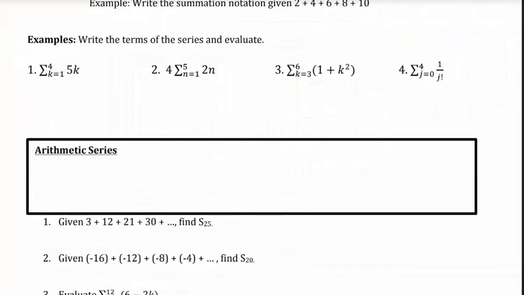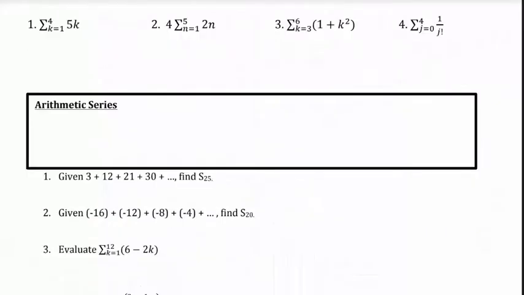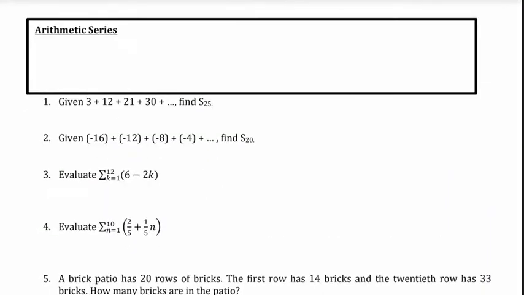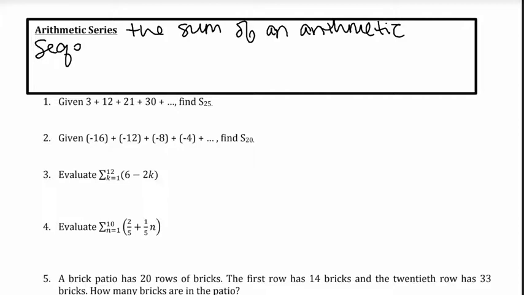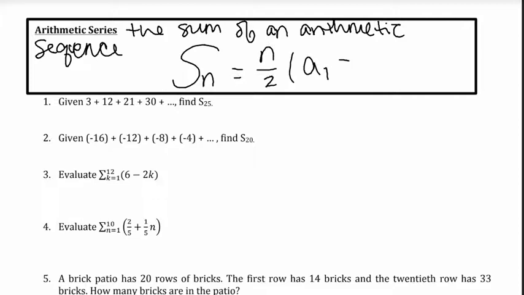So if we go ahead and keep going, let's now actually talk about what an arithmetic series is. An arithmetic series is the sum of an arithmetic sequence. And the formula is S sub n equals n over 2 times the quantity of a sub 1 plus a sub n.